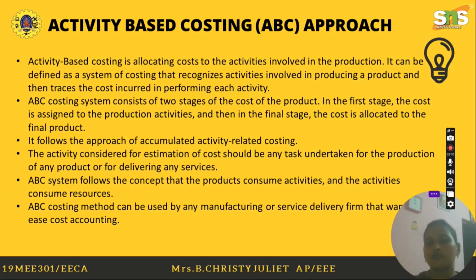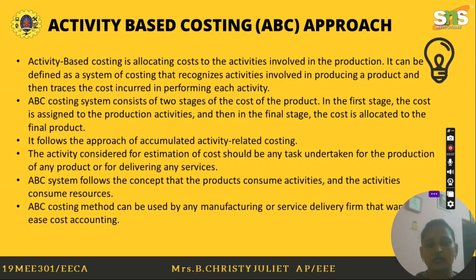From the name itself, you can easily understand what activity based costing is. First we allocate cost to each and every activity involved in the production process, and then sum up, adding all together, you will get the total cost. It can be defined as a system of costing that recognizes the activities involved in producing a product, and then traces the cost incurred in performing each activity.